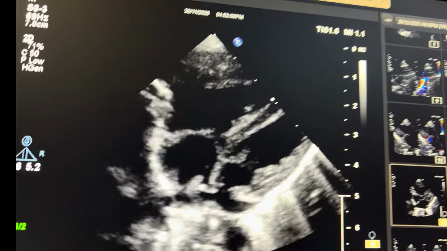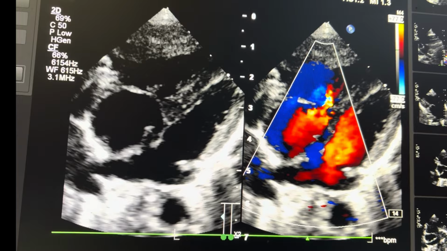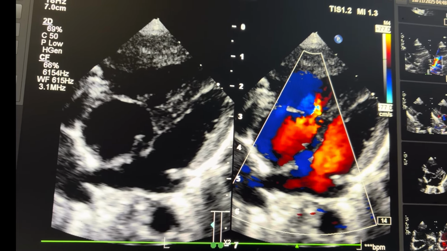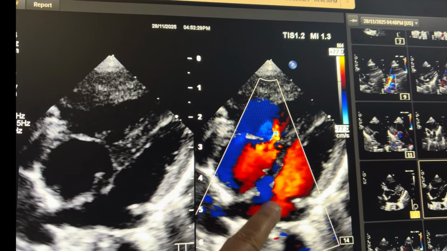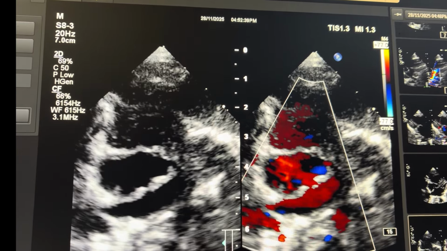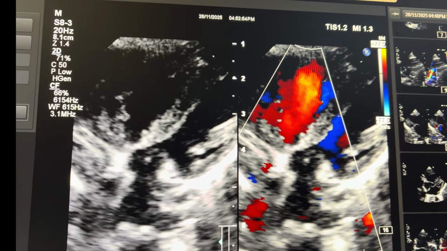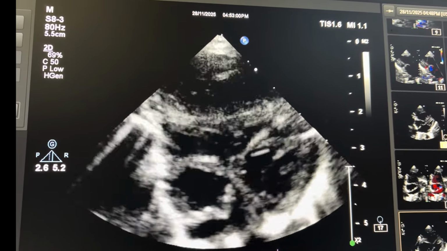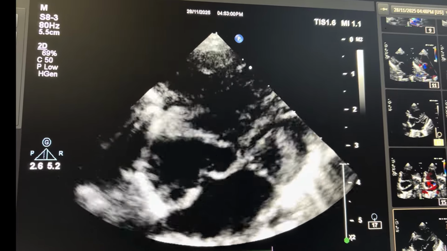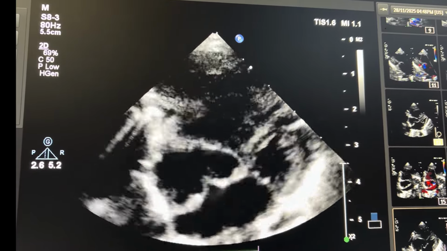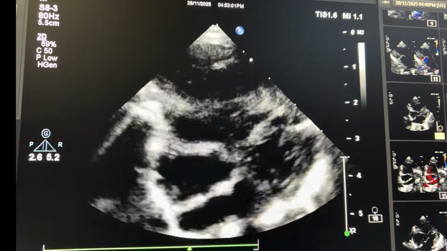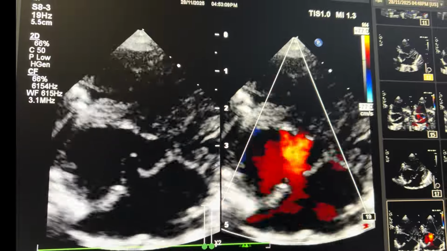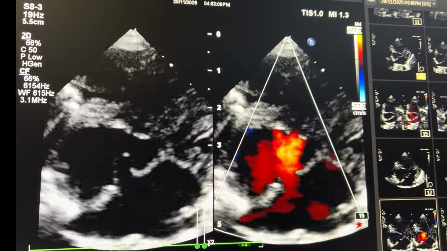Now the next image, same thing, four-chamber view. You can see the blue flow here, right to left flow. You can see how the aneurysm is moving. Same thing. Bidirectional flow, mainly left to right.